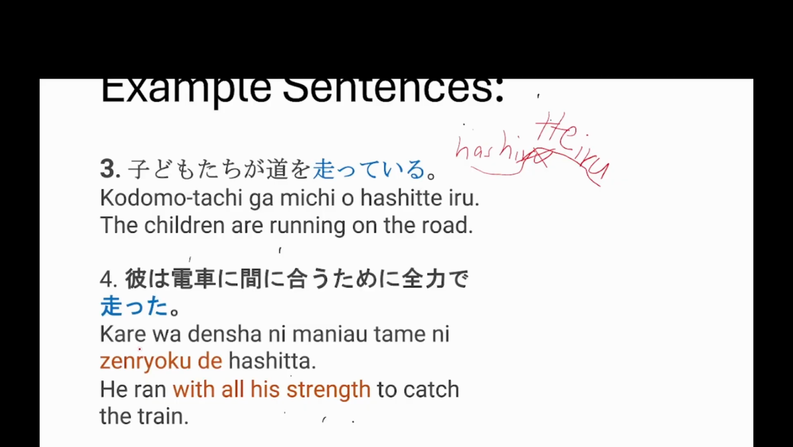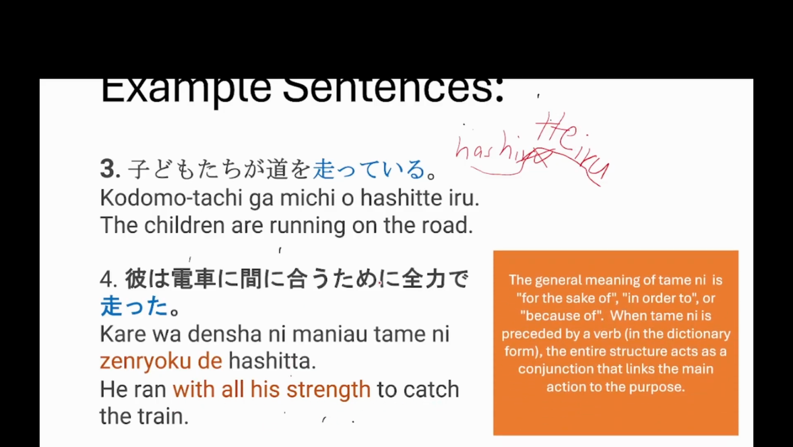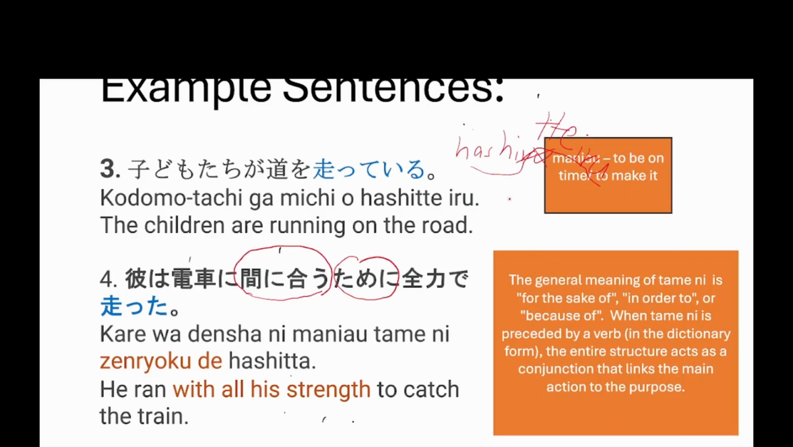All right. So the next sentence is kare wa densha ni maniau tame ni zenryoku de hashita. He ran with all his strength to catch the train. So this is tame ni, and the general meaning of tame ni is for the sake of, in order to, or because of. When tame ni is preceded by a verb, the verb is maniau, which is in the dictionary form. The meaning of maniau is to be on time or to make it.